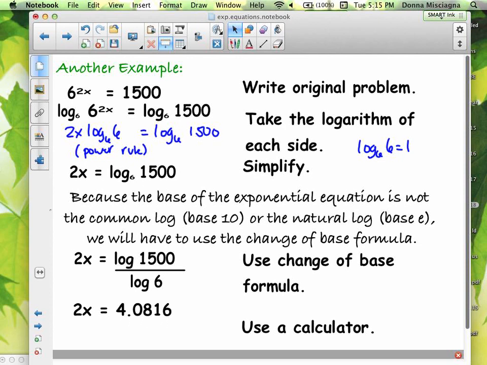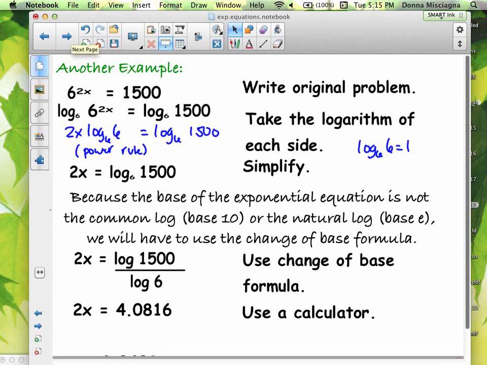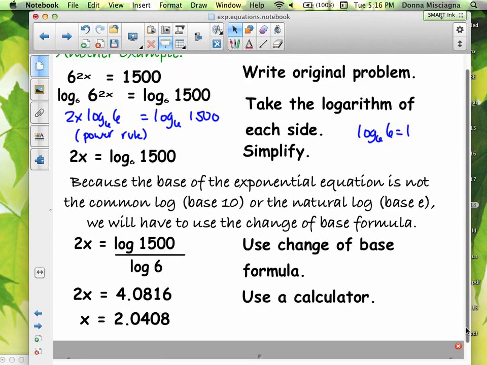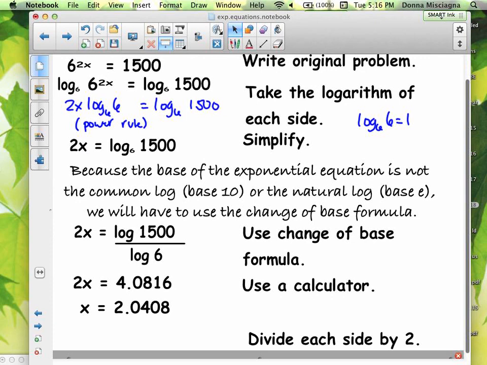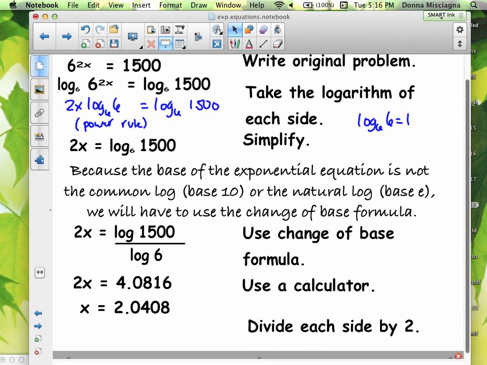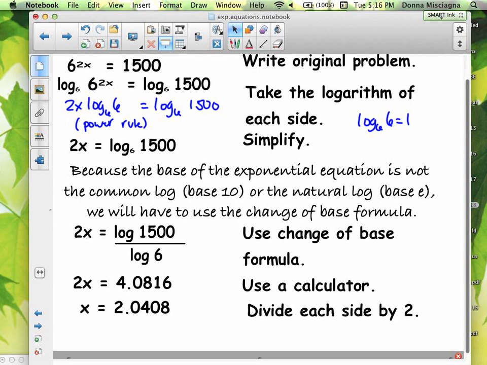So you have 2x equals 4.0816. And somewhere hidden way down here is our final answer. We just divide by 2. And so now we have x equals 2.04008. I think everything moved. Oops, there we go. Divide each side by 2. I thought there might be a divide each side by 2 somewhere. There we go. All right, so now we have solved this problem. So these are going to require a calculator and some of the properties of logarithms to solve. Right. Let's look at another one.